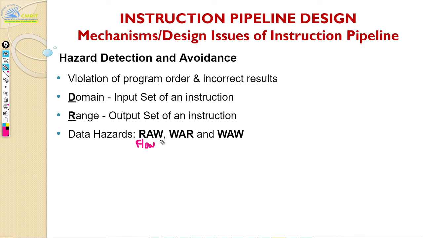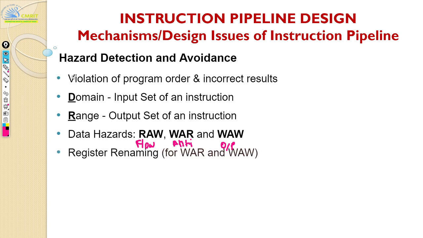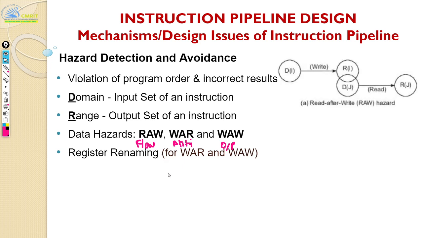A read after write. Okay, and then this is anti dependency, and this is output dependency. So we'll see about this register renaming. These are actually pseudo dependencies. The actual true dependency is only RAW, your read after write. Your WAR and WAW, the anti dependence and output dependence, are only pseudo dependencies which can be overcome by register renaming. Okay, how do you do that?